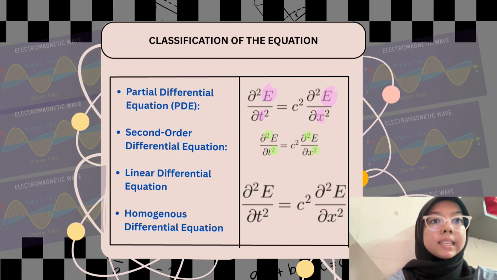And lastly is the homogeneous differential equation, where from this equation we should never show the extra variable at the end. Let's say after the c² d²E/dx², plus maybe like plus b, so b is not supposed to be added at the back, or it will be called non-homogeneous. So that is all from me.